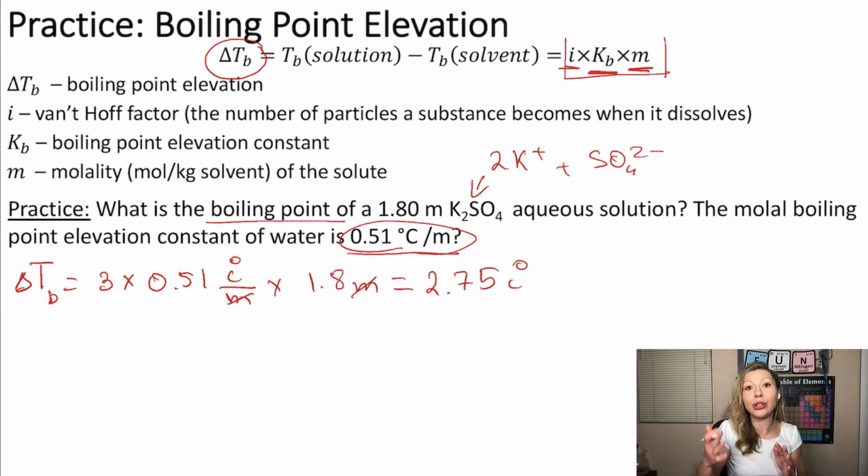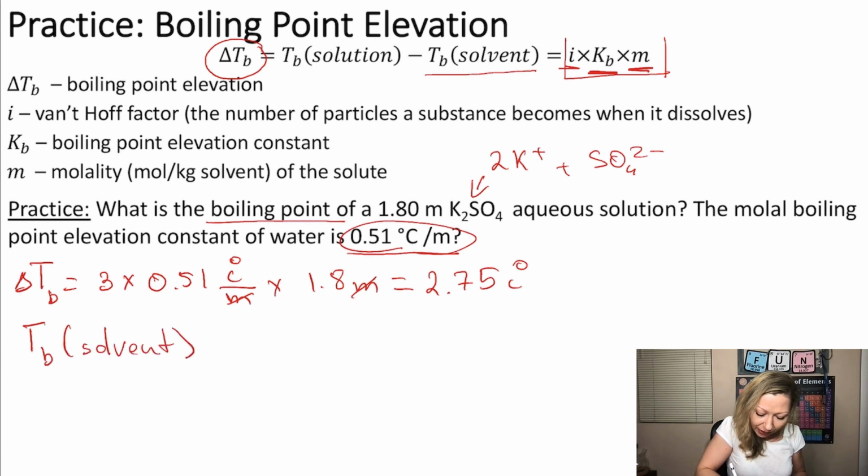Now, this is the change in boiling point, and we know that we have a boiling point elevation. So the solution's boiling point is going to be higher than the boiling point of the solvent. What is the solvent in this case? Water. What is the boiling point of water? 100 degrees Celsius, right? So T_B of the solvent itself is going to equal 100.00 °C.